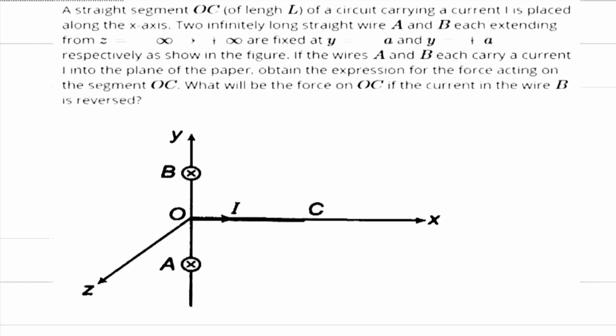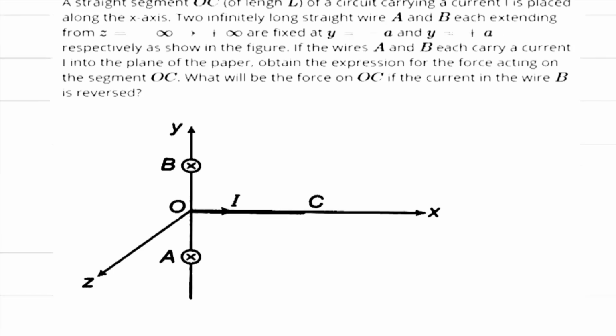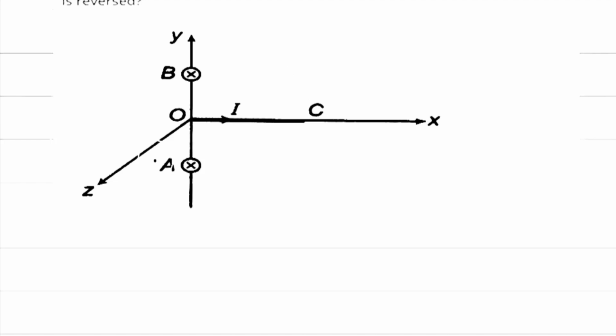Now for that, let us consider a small element of thickness dx. We will consider a small element on the wire. We say that this small element is dx, and this dx is at a distance x from the origin. Now at this point, on the x-axis, the coordinates of this point will be (x, 0, 0), and the magnetic field due to wire A we'll call BA. BA will be equal to mu naught I by 2 pi r.